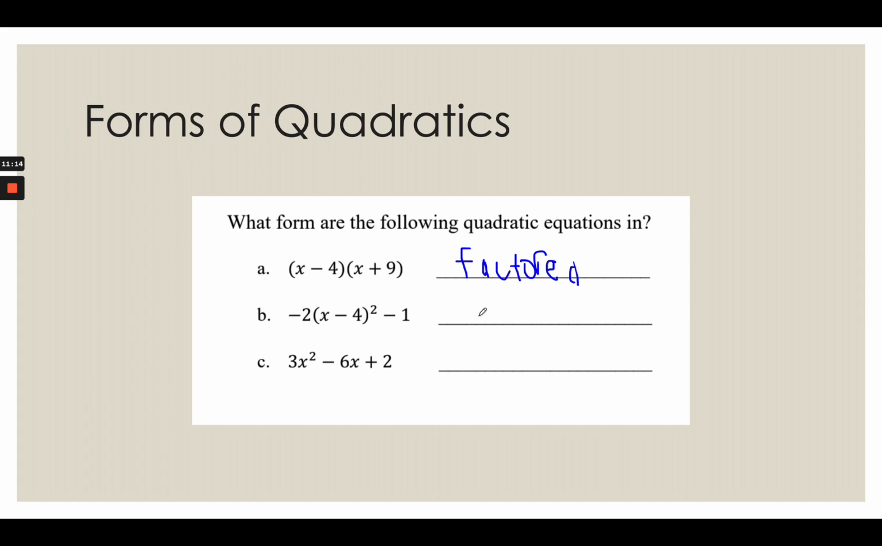Okay, this guy right here, this is in vertex form. And the best way to learn how to identify what form it's in, whether it's factored, vertex, or standard, is just to look at a bunch of different quadratics and see what they have in common with the factored form, standard form, or vertex form. Okay, and this last one is standard form. So we have ax² + bx + c.